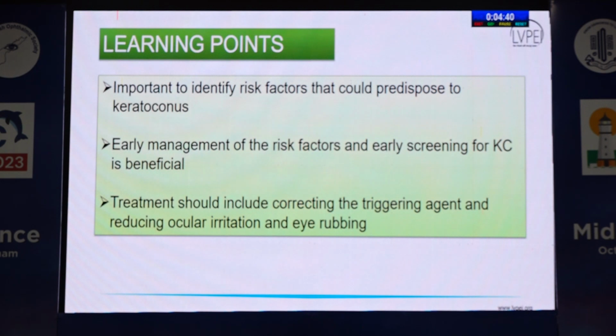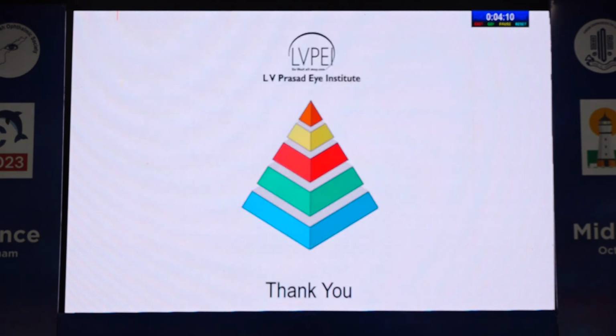So the learning points from these two cases are that it is important to identify the risk factors that could predispose to keratoconus. The association of keratoconus with distichiasis has not been reported, so this was the first case reported. Early management of the risk factors and screening for keratoconus is very beneficial, and the treatment should include correcting the triggering factor which is causing ocular irritation and eye rubbing. Thank you.